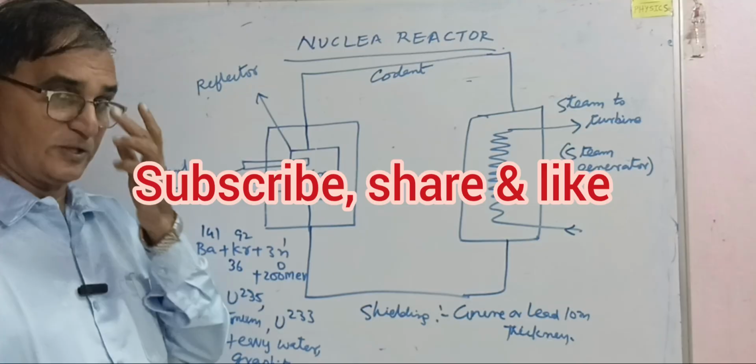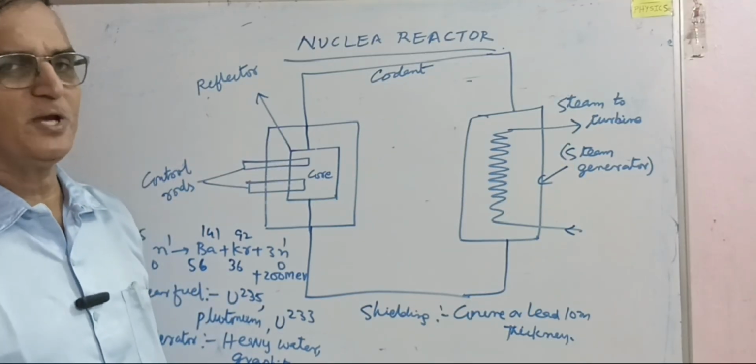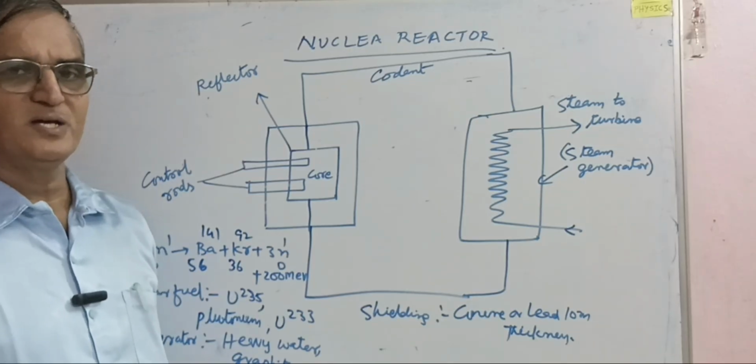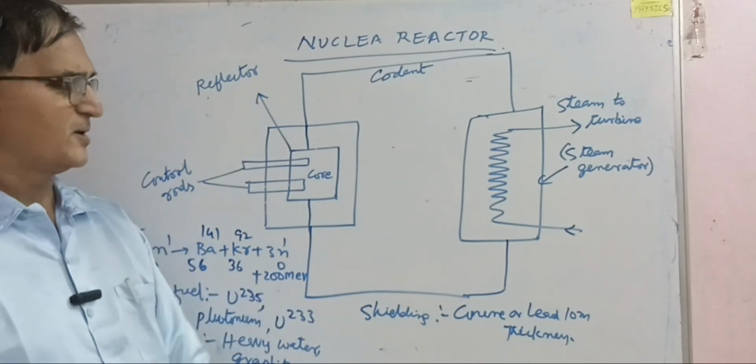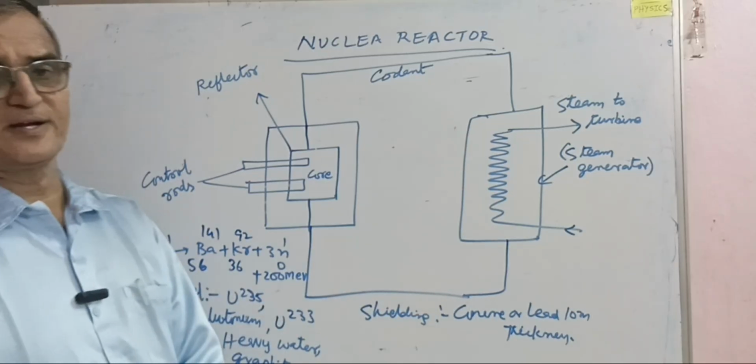And to prevent the dangerous radiations coming out of the nuclear reactor, the entire reactor is shielded with concrete or lead of 10-meter thickness. Now, what are the uses of this nuclear reactor?